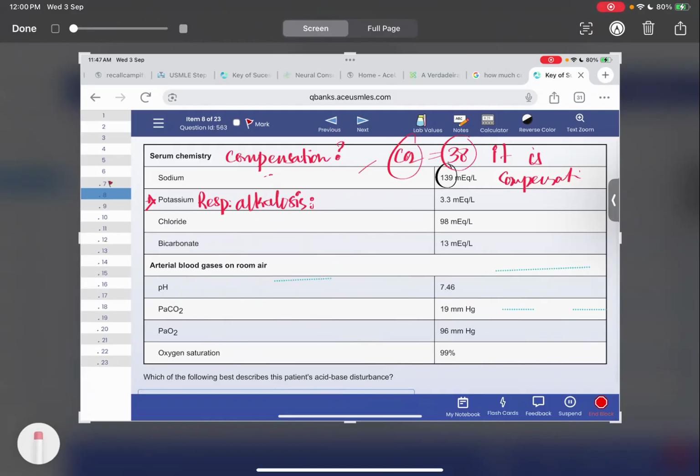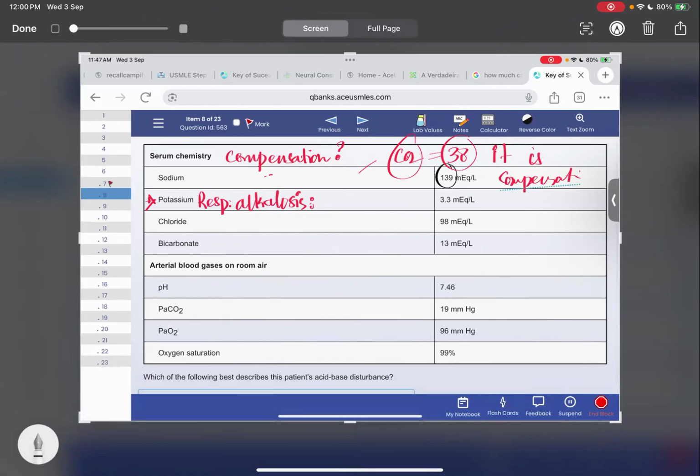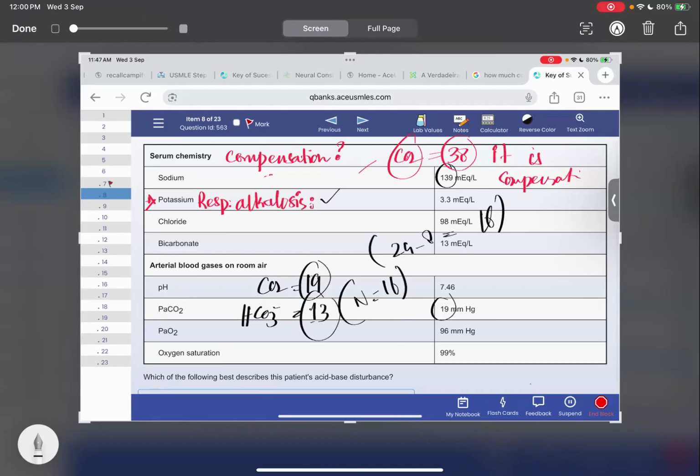So now come to the question. Now tell me the values. We have respiratory alkalosis, right? Carbon dioxide is 19, and bicarb is 13. So for this, the normal bicarb would be 24 minus 8, which is 16, and it is 13. Normal would be 16, and it is 13.